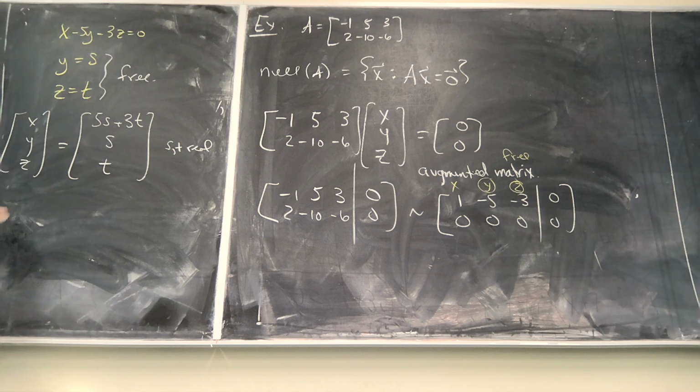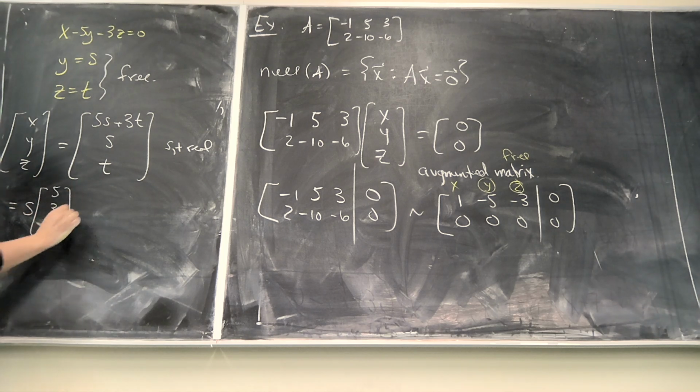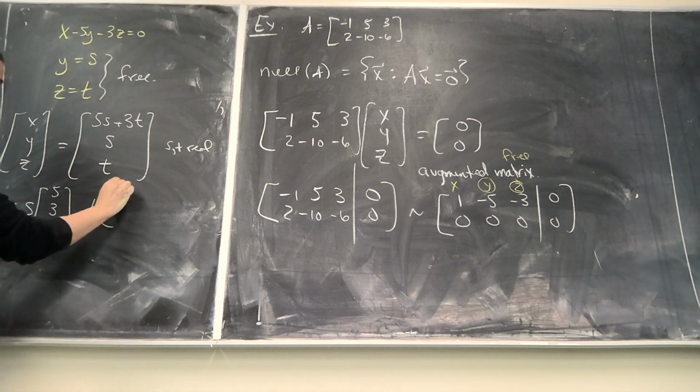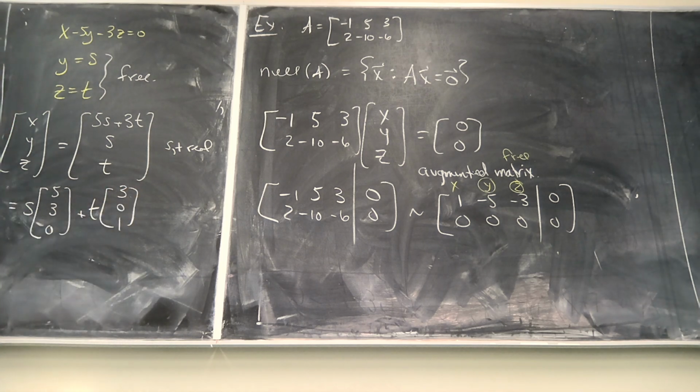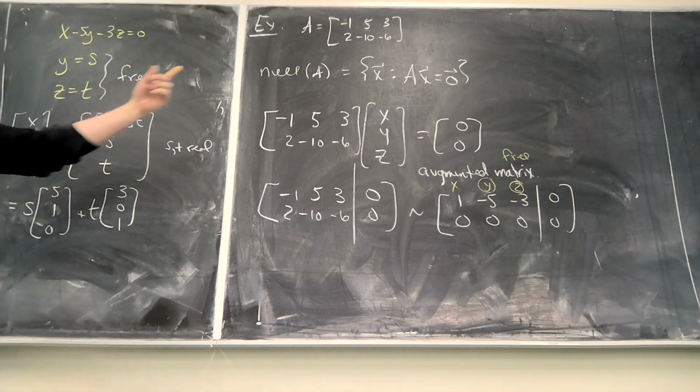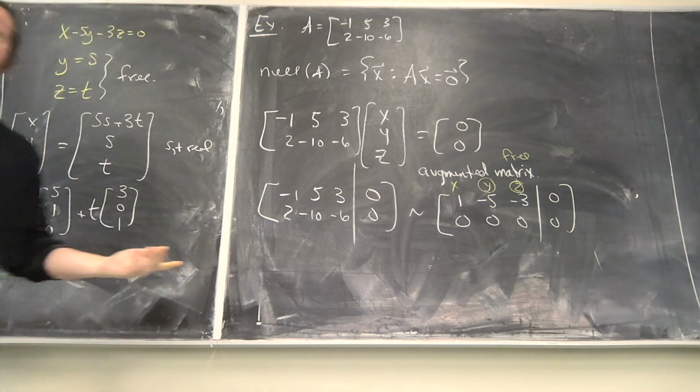And if you pull that apart, you get s times the vector 5, 3, 0 plus t times the vector 3, 0, 1. And so the claim is, for any choice of s and t, if you take your numbers s and t and you multiply them by these vectors and add them together, every one of these will have the property that if you multiply that by A, you get the 0 vector out.